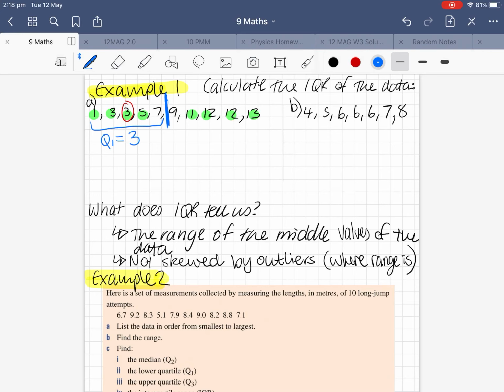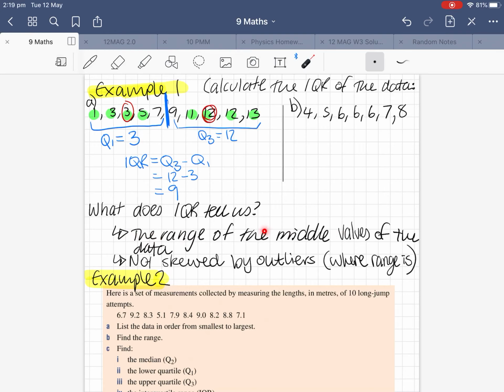For the upper half of my data though, okay, it's a bit different. I've still got 5 numbers, and if I look, I can see that my middle number is 12, which means Q3 is equal to 12. And now the interquartile range is simply equal to Q3 minus Q1. So in this case, it's 12 minus 3, or 9. So the interquartile range for this data set here is 9. Now, what does the interquartile range actually tell us?